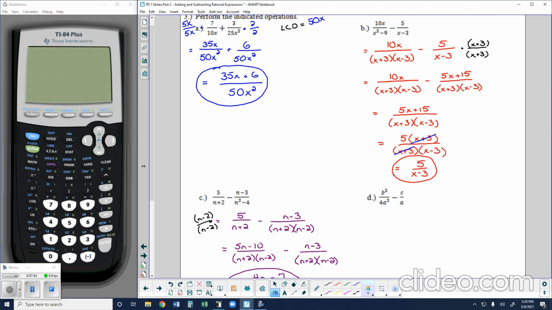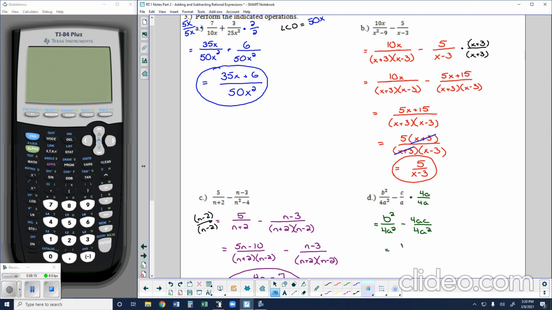Hopefully you had a chance to look at 3D. And you may notice that again, in this instance, a common denominator can be found by only making adjustments to the second fraction. I can multiply the second fraction by 4a over 4a to give me equivalent denominators. So the first fraction remains unchanged as b squared over 4a squared. The second fraction now becomes 4a times c in the numerator over 4a squared.